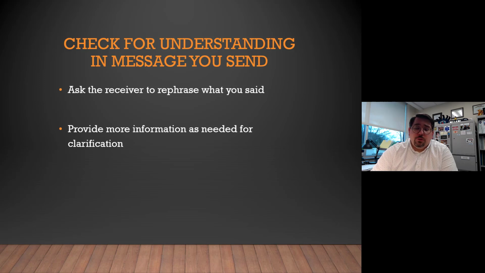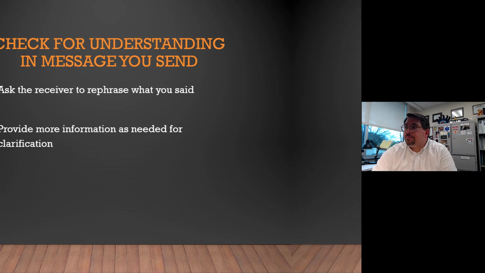Now, we also want to make sure that when you encode a message or send a message, the message that you're sending is received and understood. So we want to ask the receiver to rephrase what you said. Does that make sense to you? Yeah, that makes sense to me this way. Maybe they can come up with a way that we can rephrase that content. You may also have to provide more information for clarification purposes. Sometimes the information you present may not be enough to adequately check the box or for the learner to understand what you're trying to communicate.